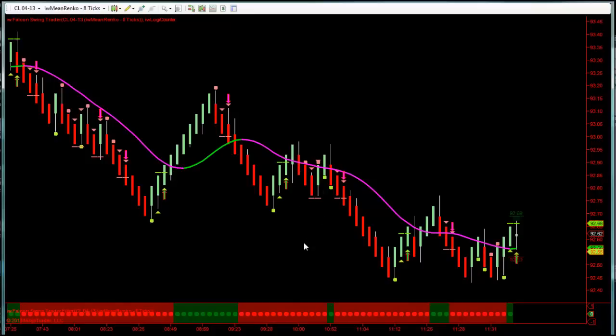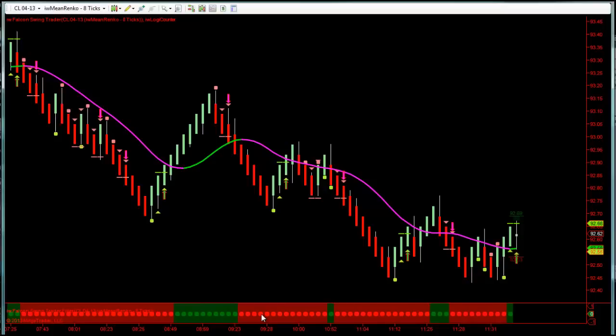Like the other DTS birds, the Falcon is designed to give you signals when everything is in sync. And there's three components here in the Falcon. We're looking at bar color, we're looking at trend line color, and we're looking at the color of the filter. And ideally, we want everything to be in sync before we take a trade.